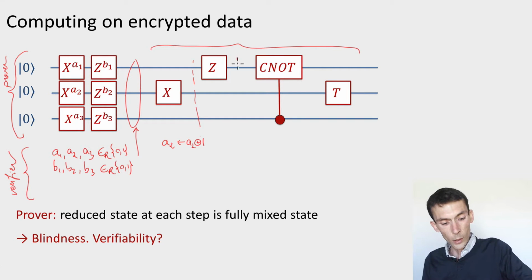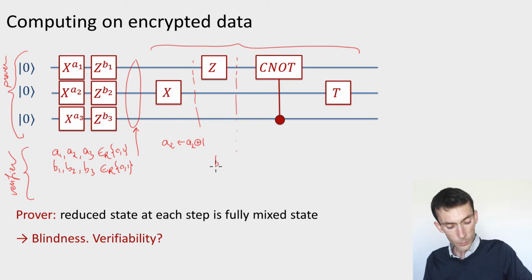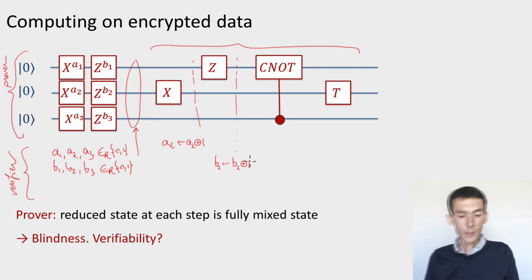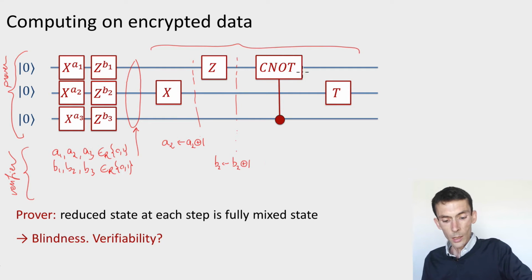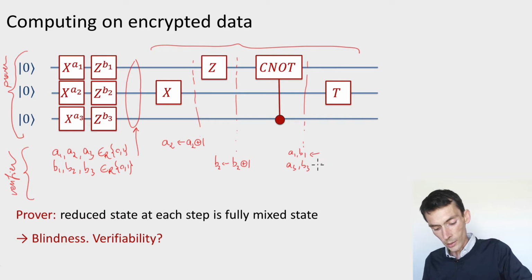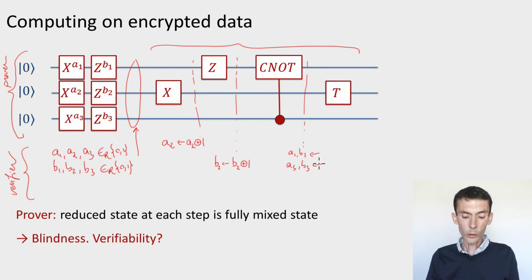For Z, we have a similar situation. The only thing the verifier needs to do is update B2 to B2 plus 1, and the prover doesn't have to do anything. C0 gate, same thing. The update rule is a little bit more complicated. It involves the bits A1, B1, A3, and B3. And I'm not going to tell you what it is now. I'll let you figure it out as an exercise, but you can just write the C0 gate and see how these bits should be updated.